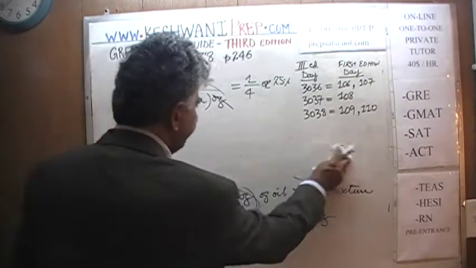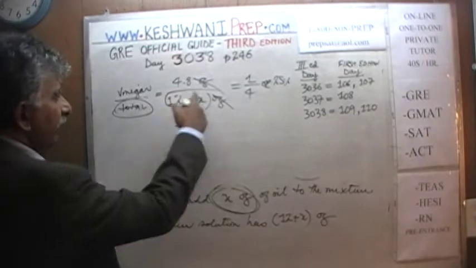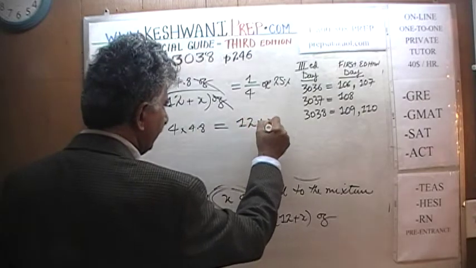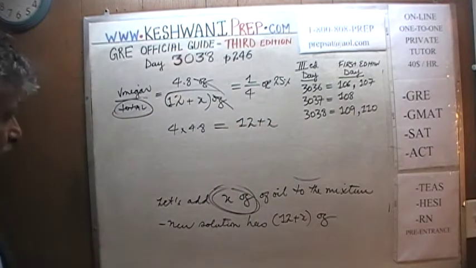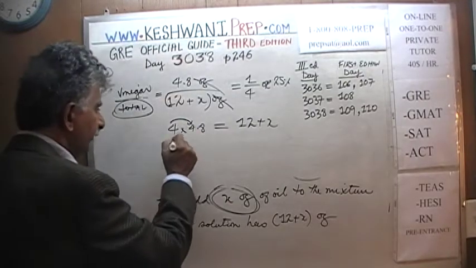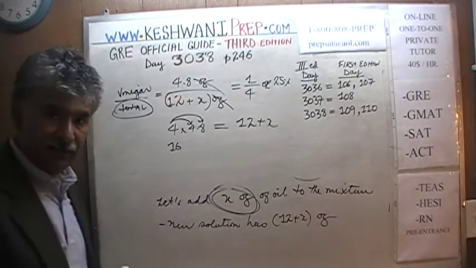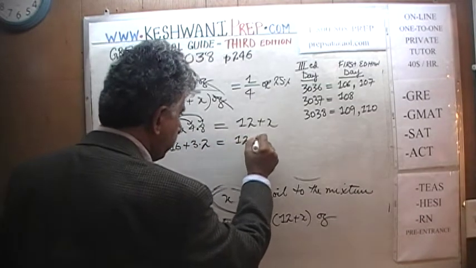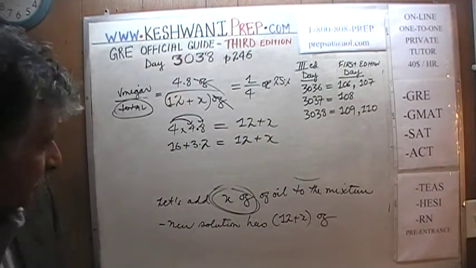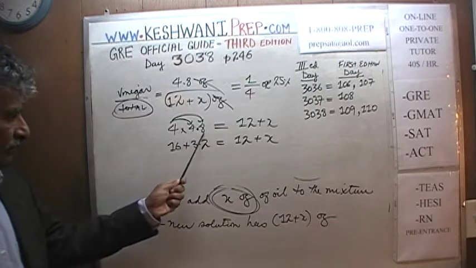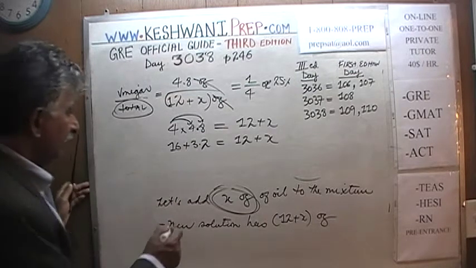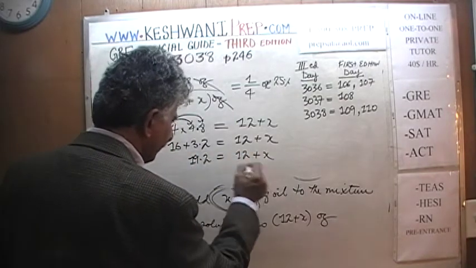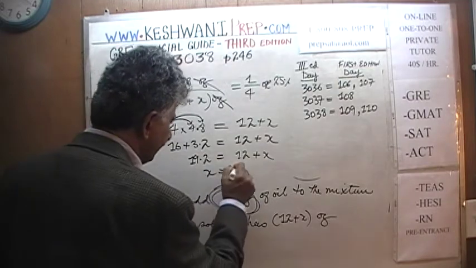Let's move down here. We're going to cross multiply. 4 times 4.8 equals 12 plus x times 1, which is just 12 plus x. 4 times 4 is 16, and 4 times 8 is 32, but because it is 0.8, it's going to be 3.2. So that's 19.2 equals 12 plus x. Subtract 12 from both sides, and you get x is equal to 7.2.